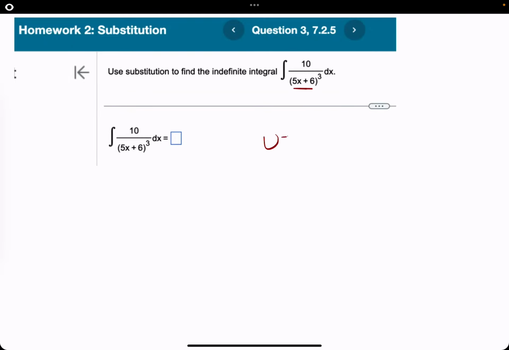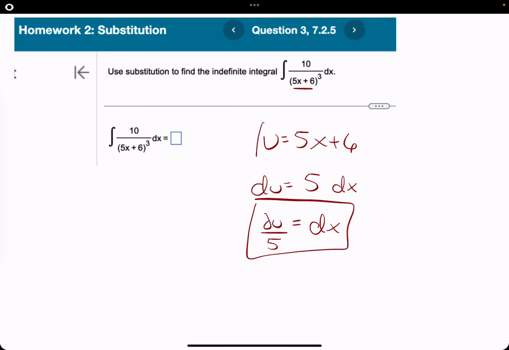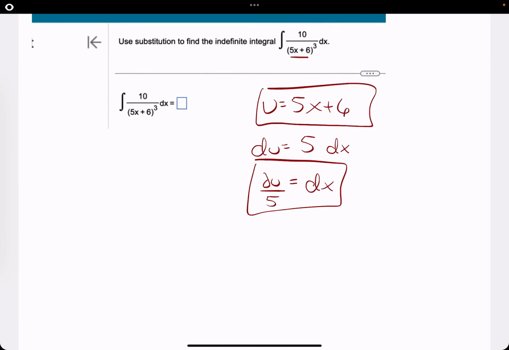Again, u is found inside parentheses. We find its derivative. That's just 5. Tack on dx. Solve for dx by dividing by 5. Sub in the u and the dx.